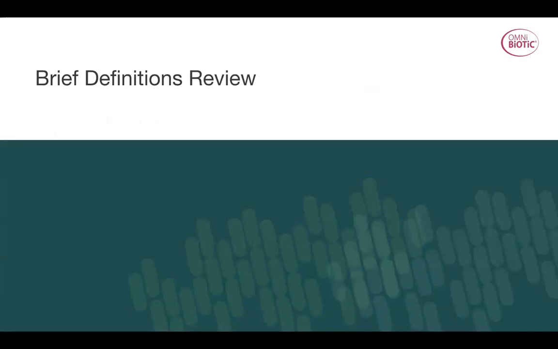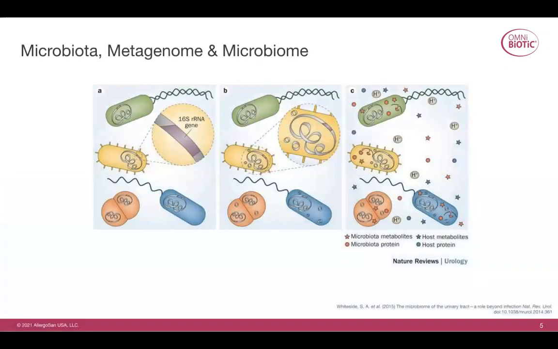In the interest of clarity, let's review a few basic definitions to make sure that we're all on the same page. So this particular graphic is really nice. It gives a good visual as you move across the different pictures. The first one is the microbiota. This is the organisms themselves. The middle picture, this is the metagenome. These are the genes and the genomes of the population, and this is including the bug and the host.